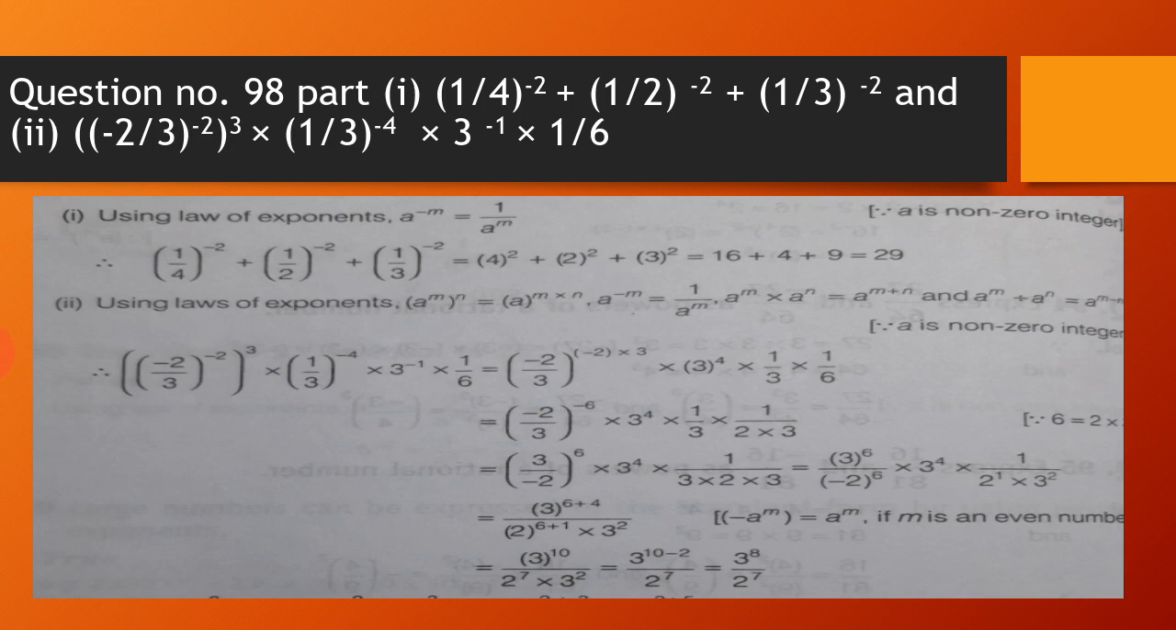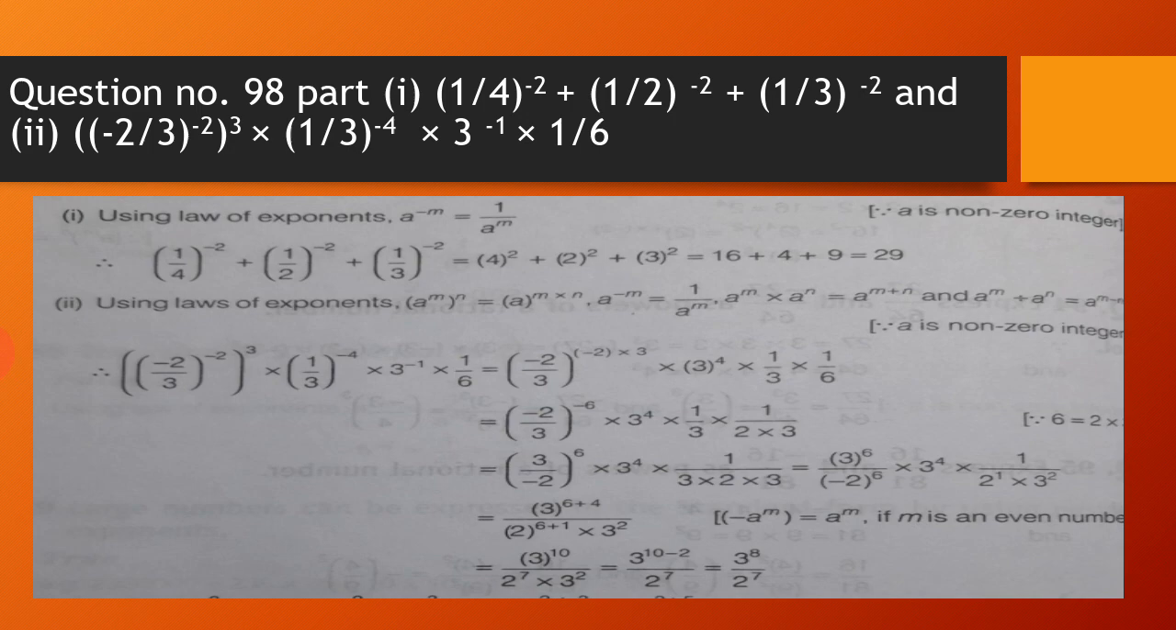Now we come to the 98th question, part 1. It says using the negative exponent power: minus 1 by 4 raised to power minus 2 plus 1 by 2 raised to power minus 2 plus 1 by 3 raised to power minus 2. So all of them are in negative powers, so let us change them into positive. In order to do that, we have to do reciprocal. So 4 square plus 2 square plus 3 square. So 16 plus 4 plus 9. So your answer is 29. This is 98 question, part 1.